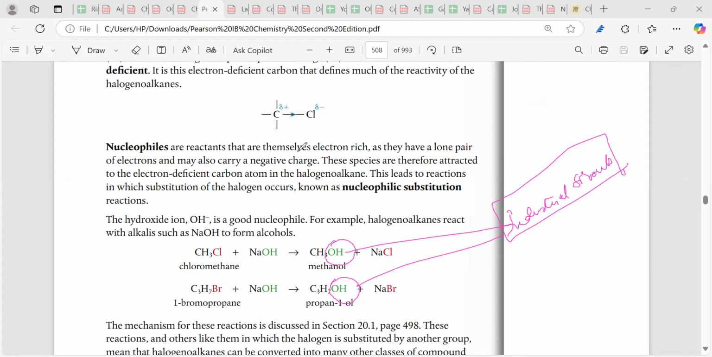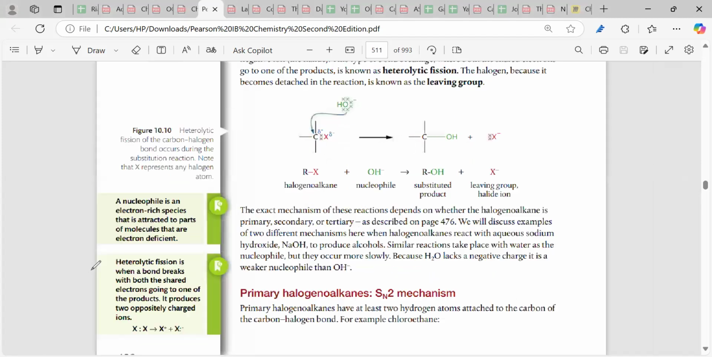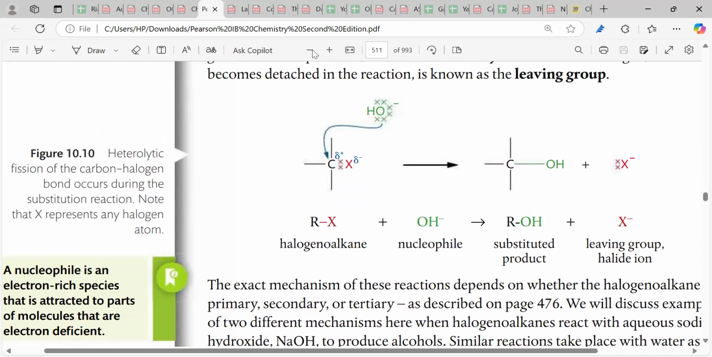Now go to the next part, right? We have to understand that whenever we are seeing this reaction, this will be a nucleophilic substitution reaction. And what happens? The OH minus will be attacking this delta plus, and this bond will be breaking heterolytically. Is it clear? Got it? Understood this thing? This bond will break heterolytically. Did you get this thing, right?